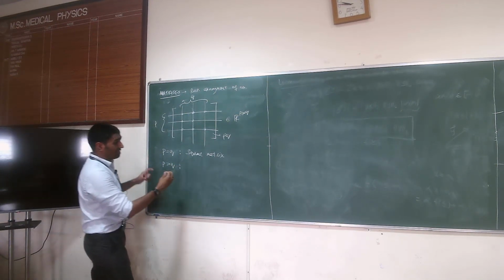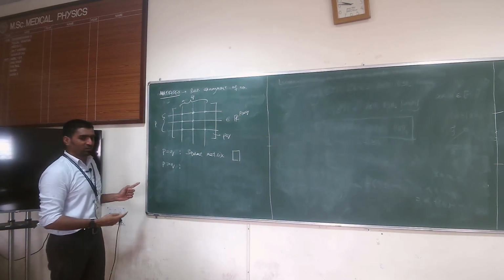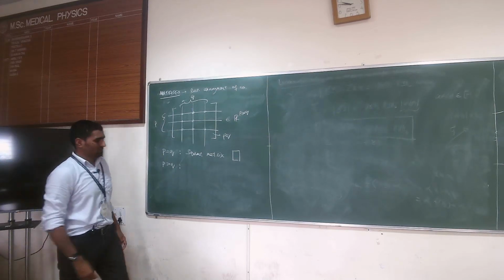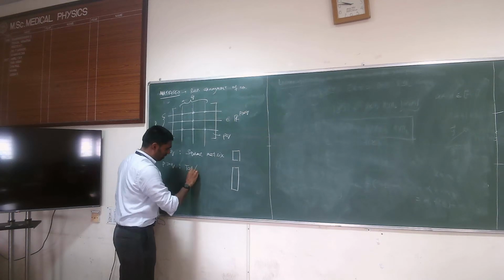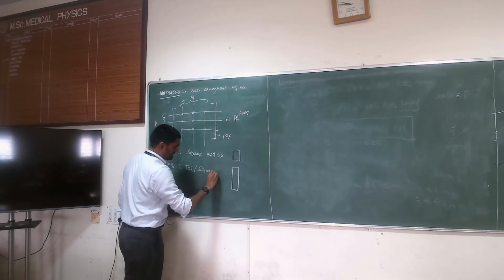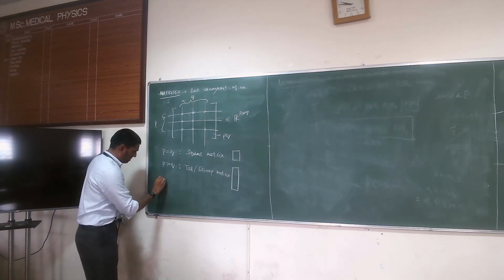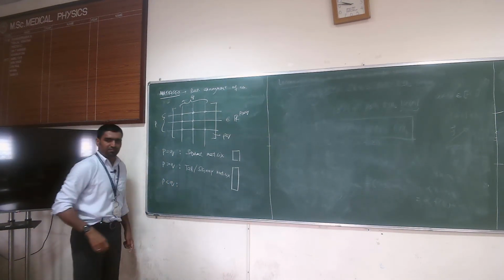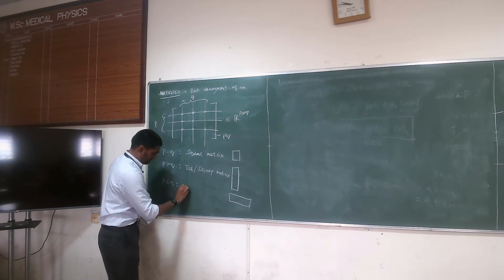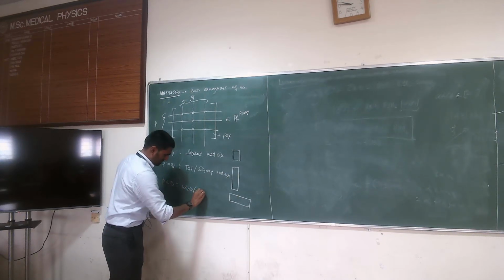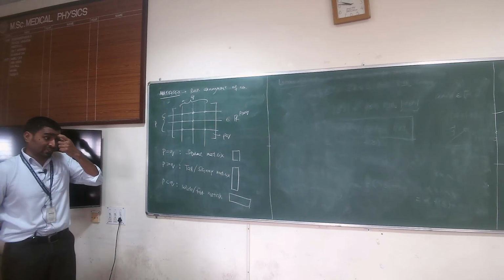What if P is greater than Q? So what shape does it have? Square is like this. What if P is greater than Q? Yes, it'll look like this. These are called tall or skinny matrices. And when P is less than Q, it will look like this. This is called a fat or wide matrix.